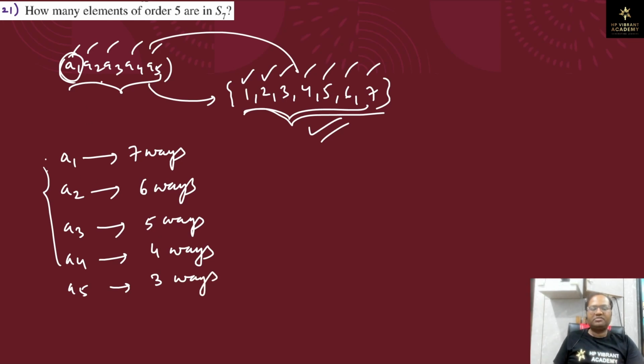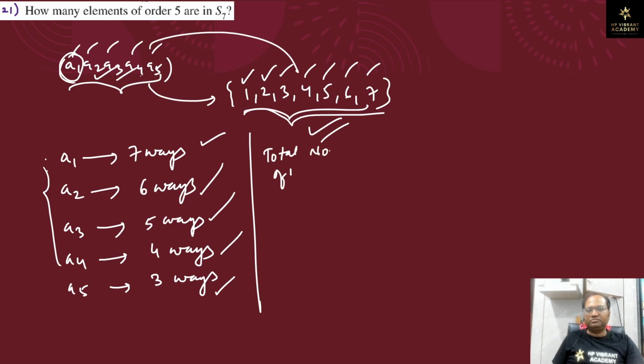Okay, so A1 can be selected in 7 ways, A2 can be selected in 6 ways, A3 can be selected in 5 ways, A4 can be selected in 4 ways, A5 can be selected in 3 ways. ठीक है, तो total number of ways क्या हो जाएगा? देखो, 7 into 6 into 5 into 4 into 3.